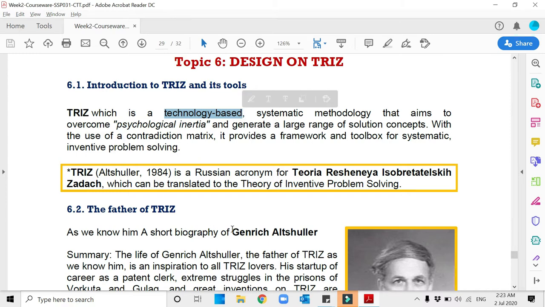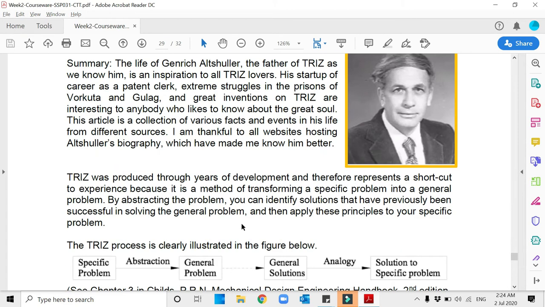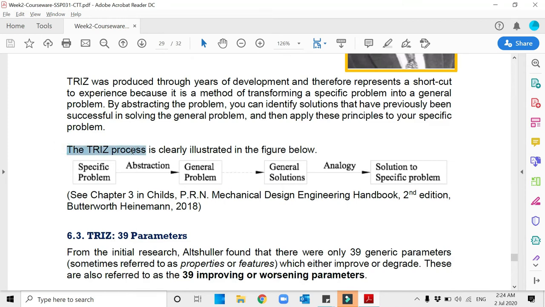TRIZ was made by Genrich Altshuller. It's a Russian acronym for Teoria Rationea Isobretatelsky Zadak, which can be translated to the theory of inventive problem solving. Let's have an overview of how TRIZ is done. We find a specific problem, abstract it into a general problem, then create general solutions and provide analogy so that we can solve the specific problem that we found.